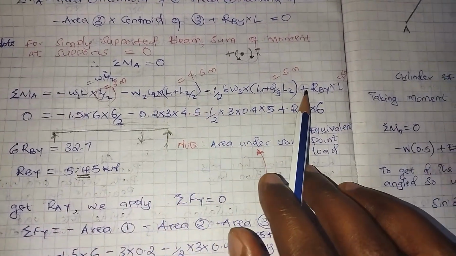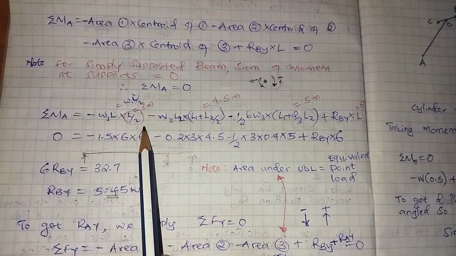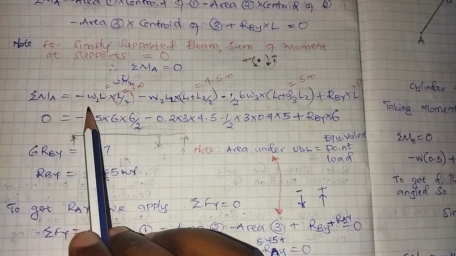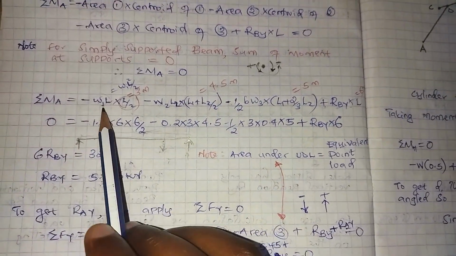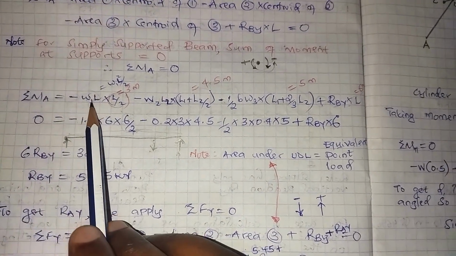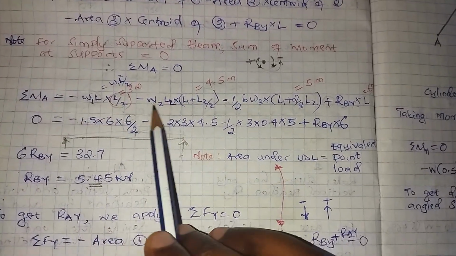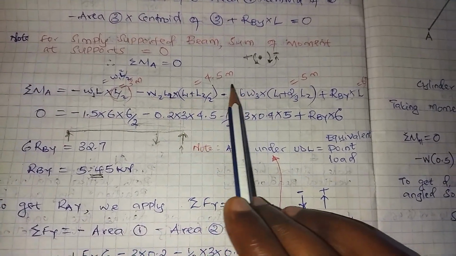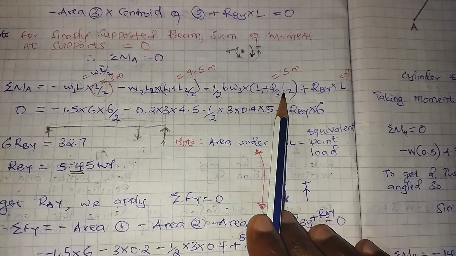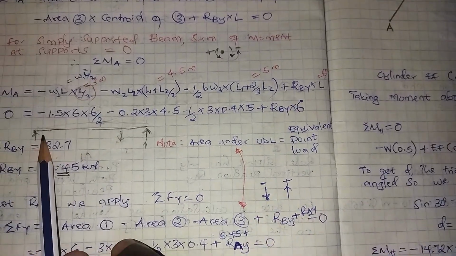Negative, negative, negative, and positive. Only here positive. So when we substitute here, the area WL, if it's a uniformly distributed load, is given by WL, the same as taking the area of that shape. So WL times the centroid. And this one is half BW because it's a triangular load, times the centroid. And this one is RBY, the reaction, times the distance at which it is acting.